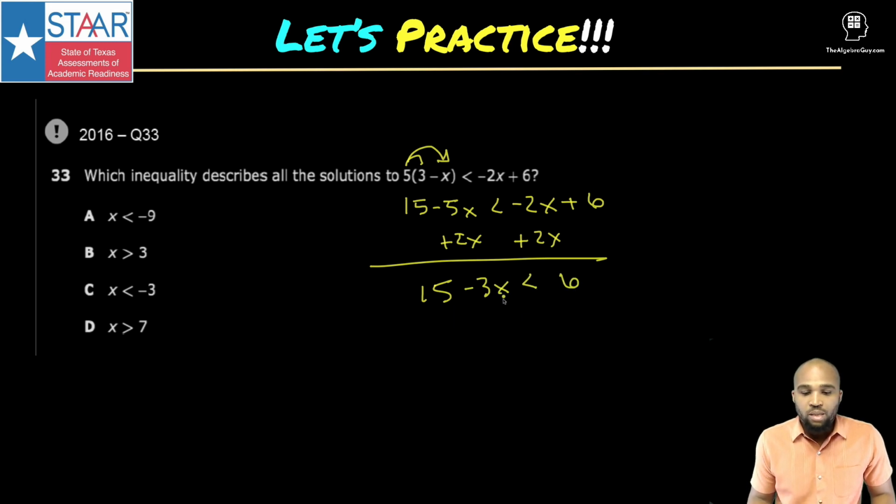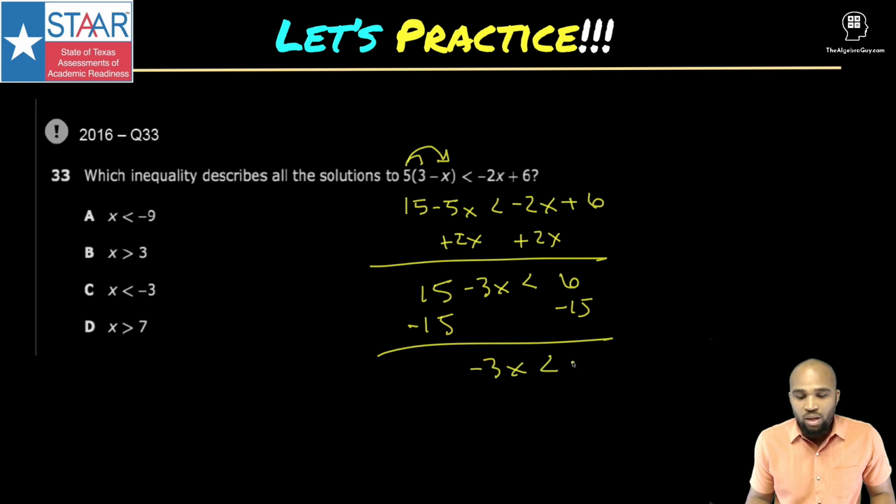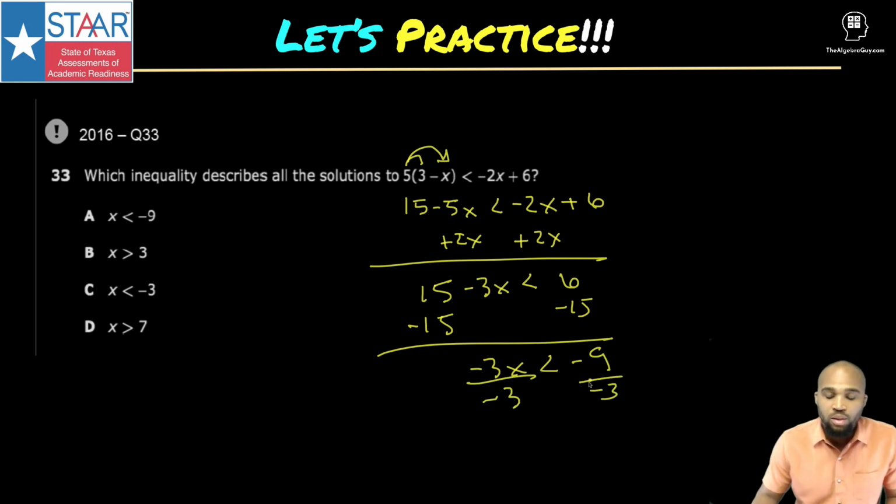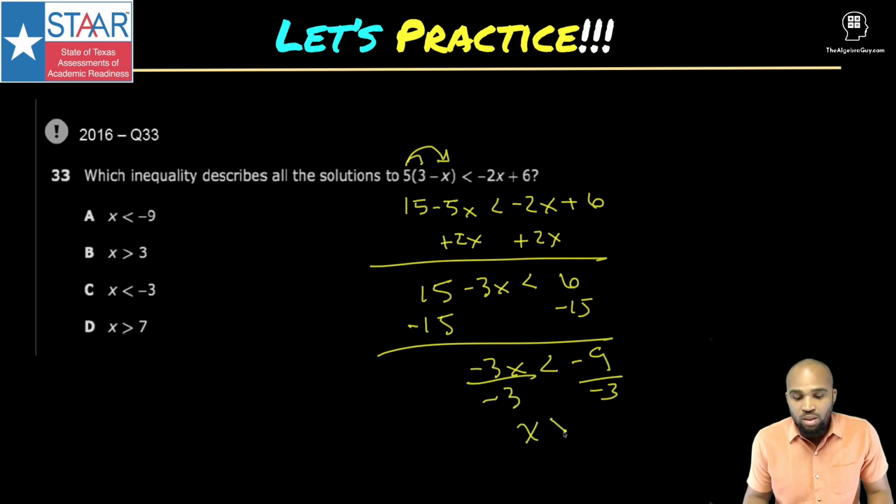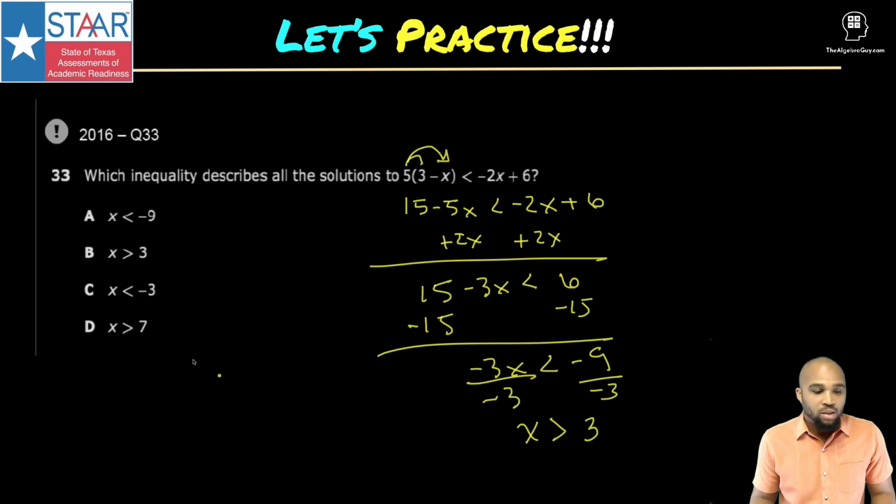I want to get my x by itself, so I'm subtracting 15. Leaves me with negative 3x is less than negative 9. Divide by a negative 3. Remember, dividing by a negative 3 is going to do what? Change the sign the other way. So now I get negative 9 divided by negative 3 gives me a positive 3. Now x is greater than 3. So that's one way I could do it.